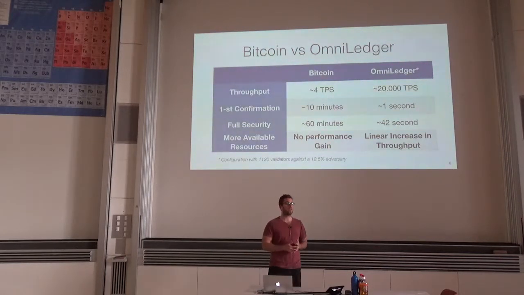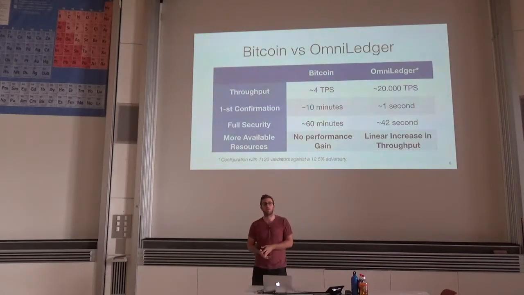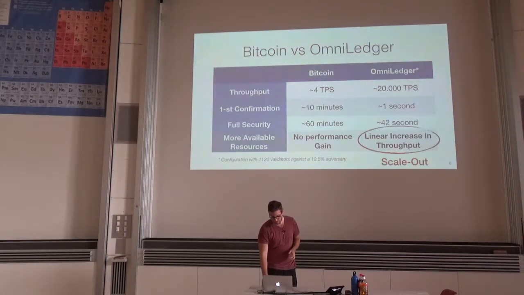This is an idea that you have if you look into distributed systems. For example, if you use BitTorrent and you have more peers, then you get more bandwidth. The same goes with Tor. If you have more onion routers, you get more bandwidth. So why not in a distributed system like Bitcoin? And this is what we call the scale-out property.